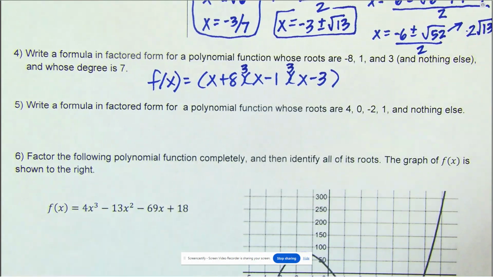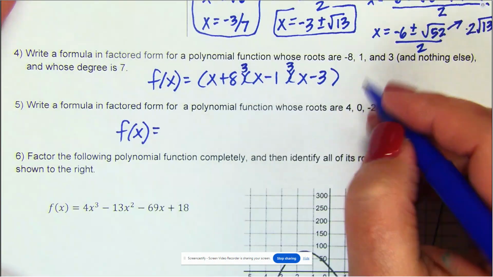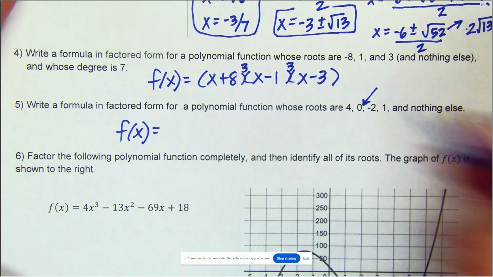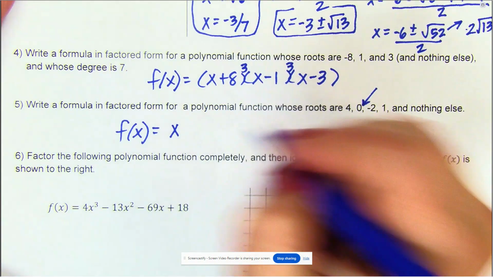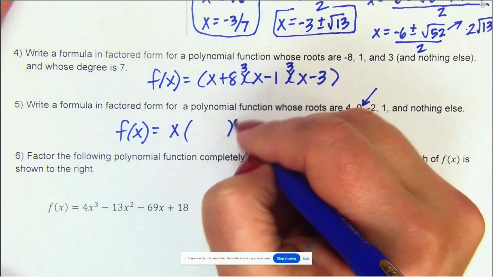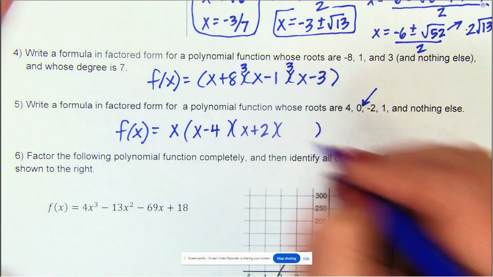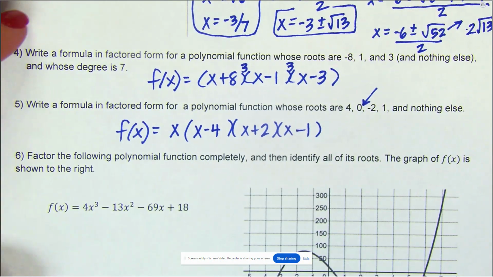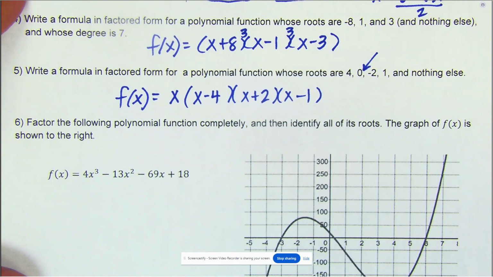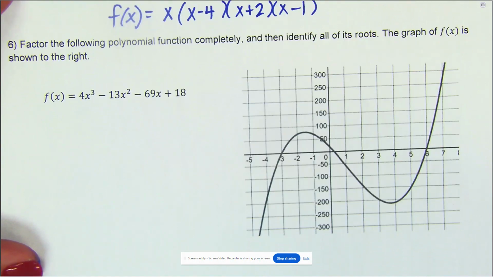Write a formula in factored form for a polynomial whose roots are 4, 0, negative 2, 1, and nothing else. Now this one, they didn't give me the degree. So you have some choice. So there, if a root is 0, that means there's an x with nothing in it, right? Well, you could put plus 0 if you really wanted. Then I have 1, 2, 3. So that'd be minus 4, plus 2, and minus 1. And I'm not going to add anything because they didn't tell me what the degree was, so I'm good.